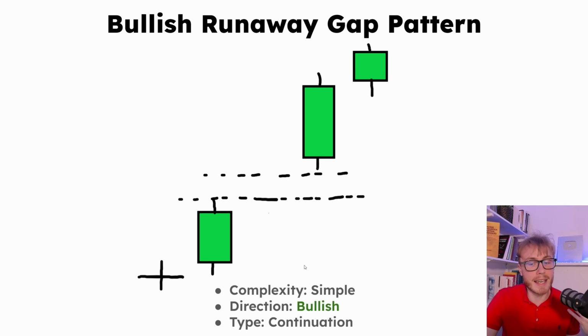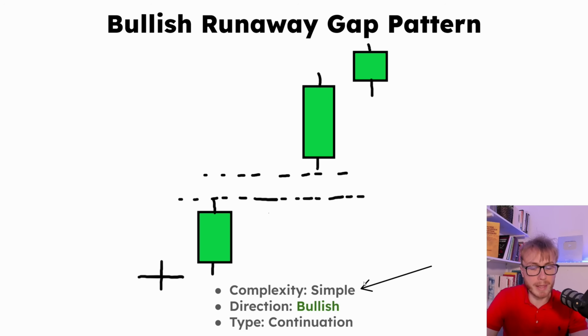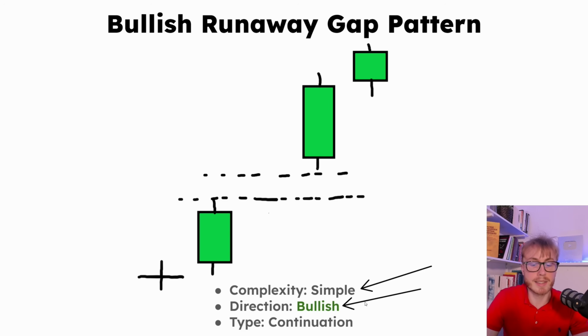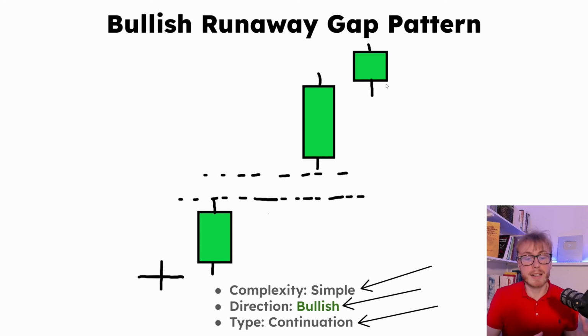All right, so now it's time to take a look at the bullish runaway gap pattern. And this right here is a very powerful pattern, so make sure to really pay attention. When it comes to the complexity for this pattern, it's actually pretty hard to categorize. But I'm calling this a simple pattern because the actual pattern itself doesn't really consist of candlesticks, but rather it consists of a gap. However, the direction for this pattern is bullish, and the type here is continuation. So before the pattern appears, we want to see an uptrend. Then we identify the actual pattern, and the goal of this pattern is to continue to push the price towards the upside.